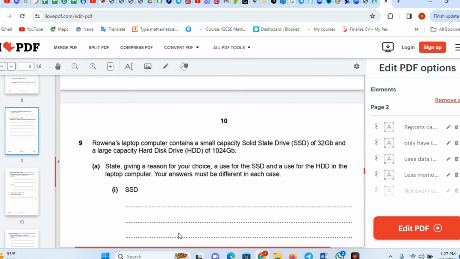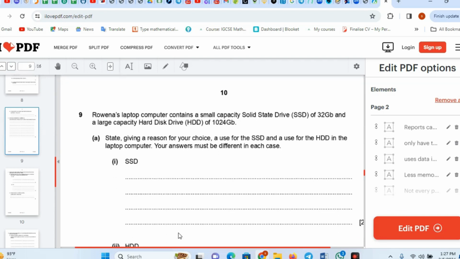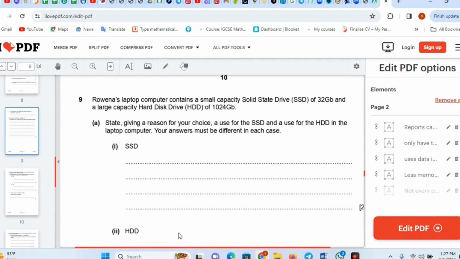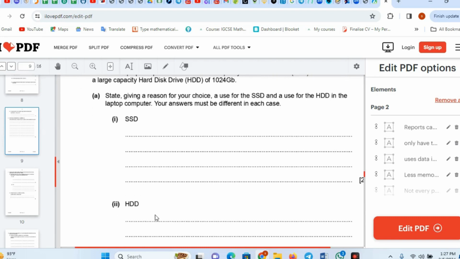So let's proceed to the next question, question number 9. Rowena's laptop computer contains a small capacity solid state drive, that is SSD, of 32 gigabytes, and a large capacity hard disk drive, HDD, of 1024 gigabytes. A. State, giving a reason for your choice, a use for the SSD and a use for the HDD in the laptop computer. Your answer must be different in each case.